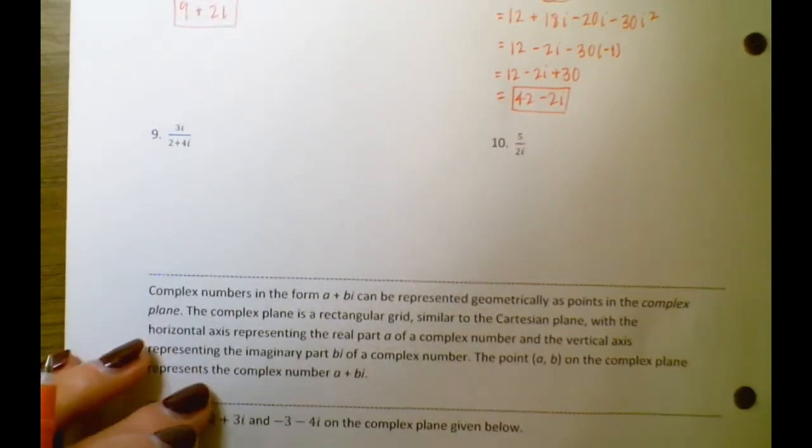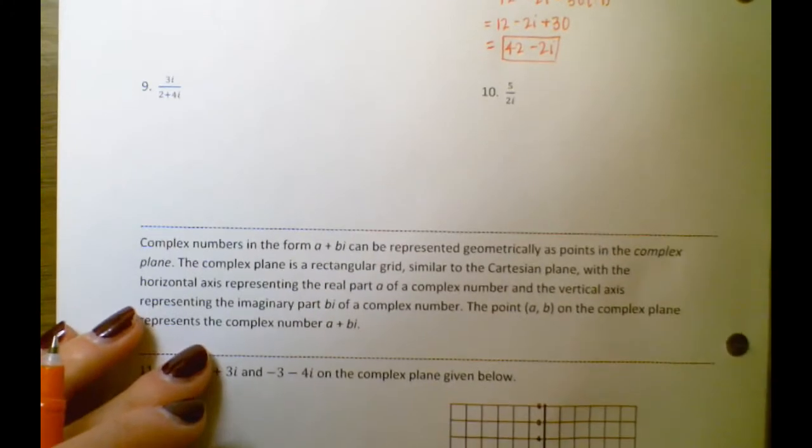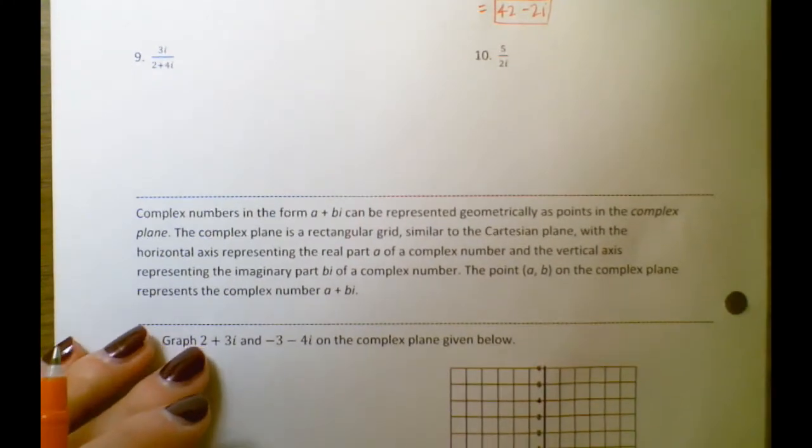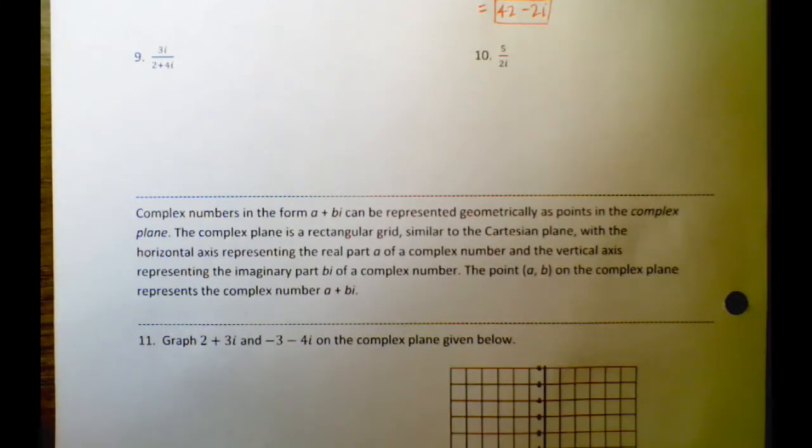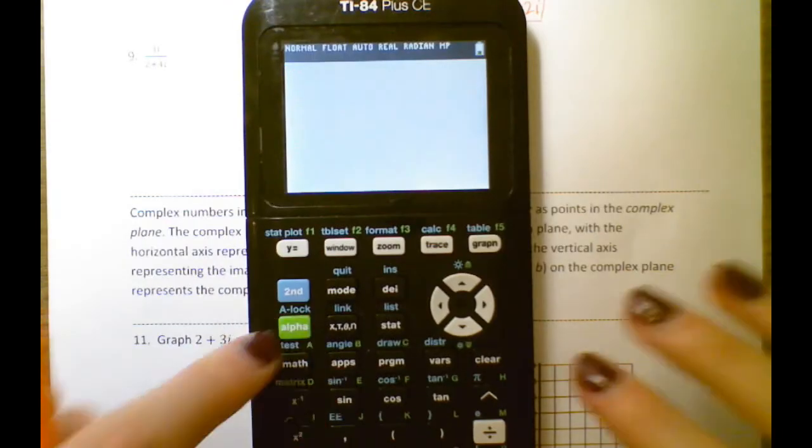Okay? All right, number 9. Now pay attention here. If you are in regular Algebra 2, you guys can do this on your calculator, but if you are in honors, you will have to do this by hand. So for those of you that are in regular, this is how we would type this in.